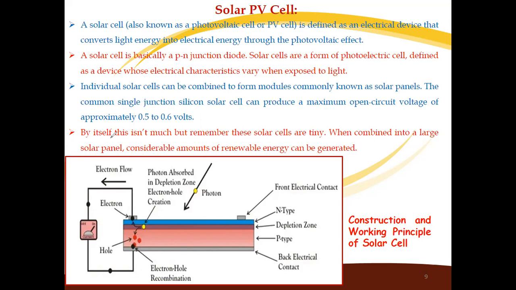So this solar cell, which is also known as a photovoltaic cell or PV cell, is defined as an electrical device. A solar cell or PV cell is an electrical device that converts the light energy, that is the solar energy of the sun, into electrical energy through the photovoltaic effect. So by this effect, we can convert light energy into electrical energy.